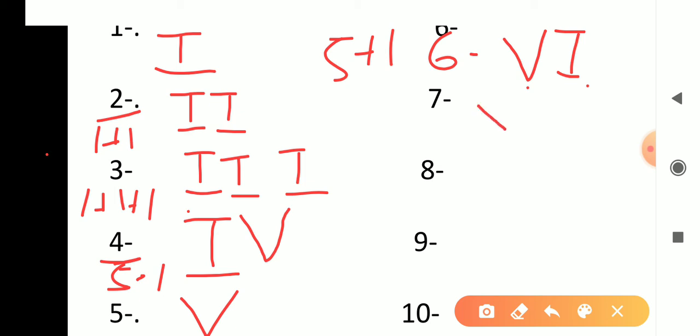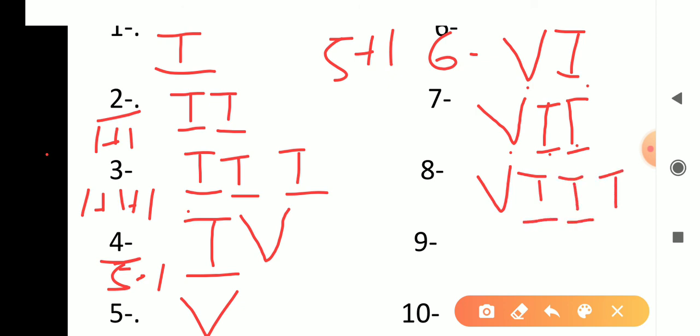And 7, how will we write? 5 plus 2, that is 2 I's: VII. Then 8: VIII. 3 I's are completed. Now how will we write 9? We repeated 3 I's and got 8. So 9 can be written as 10 minus 1. 10 means X. By writing I on the left side of the X, it gets subtracted. So IX. Then 10 stands for X.